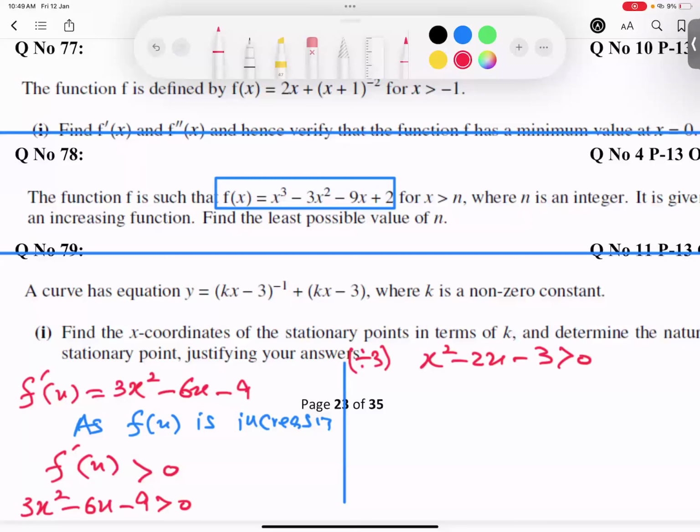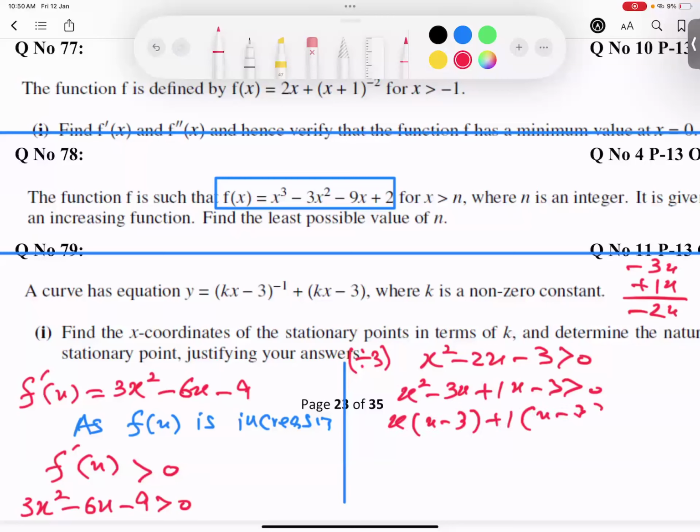Now here you can apply factorization or the quadratic formula, but factorization is better. 3 ones are 3, and we have a negative 3x and plus 1x, which gives negative 2x, matching the middle term. So I can factorize with negative 3x and plus 1x. Now here x is common, and I got x minus 3 and plus 1 common, x minus 3. I got x minus 3 and x plus 1.